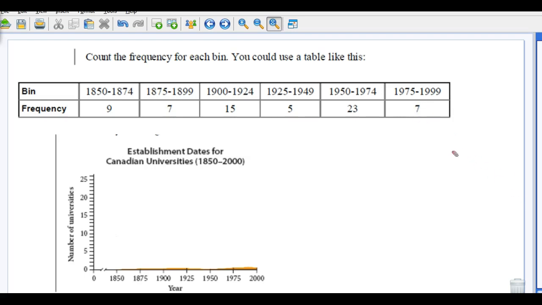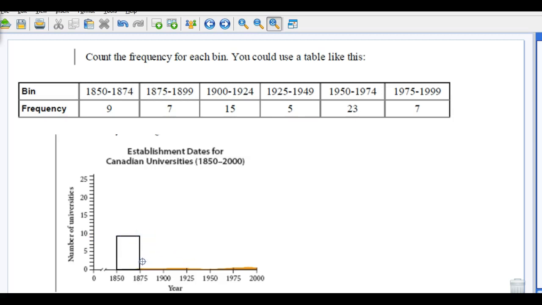Okay, so now let's make our histogram. We have it 25 years apart, and remember 74 goes here, 75 is going to be included in this one, so that way we have a real nice graph to look at. Notice we're talking about the year. Do you see the title? We have establishment dates for Canadian universities. There's our title. Here's our label for the x-axis, the year, and the number of universities is the y-axis. We go 1850 to 1875. We have 9, so I'm going to make this nice box go up to 9, which is about here.